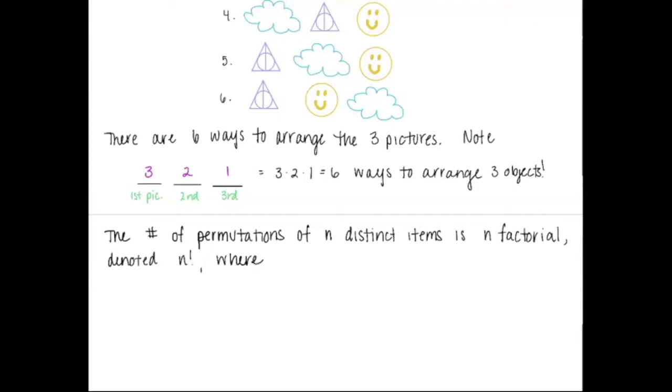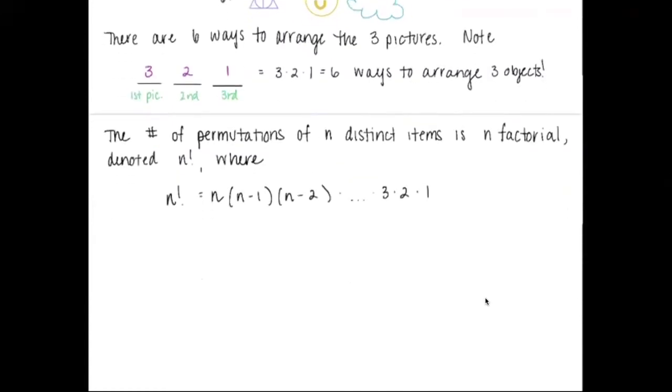This means n factorial is you start with exactly that number, you multiply it by the next number down, multiply it by the next number down, and you keep going until you multiply by 1. So 3 factorial is 3 times 2 times 1. 4 factorial would be 4 times 3 times 2 times 1. So if I'm arranging 7 pictures, it's 7 times 6 times 5 times 4 times 3 times 2 times 1. So that's going to be 7 factorial.